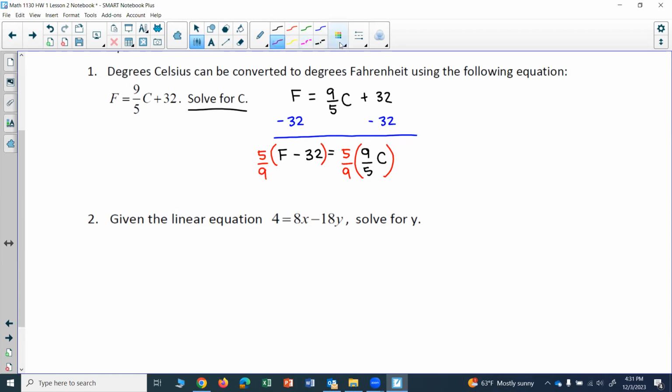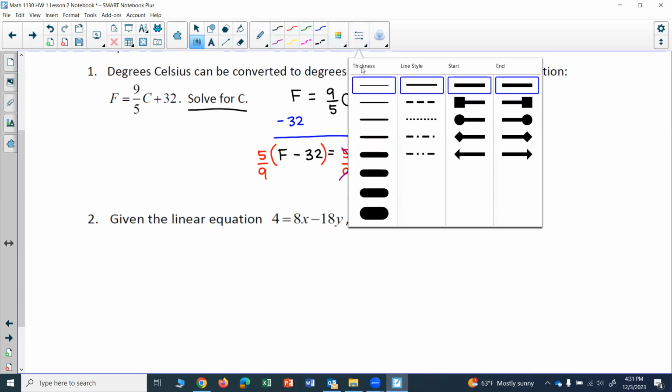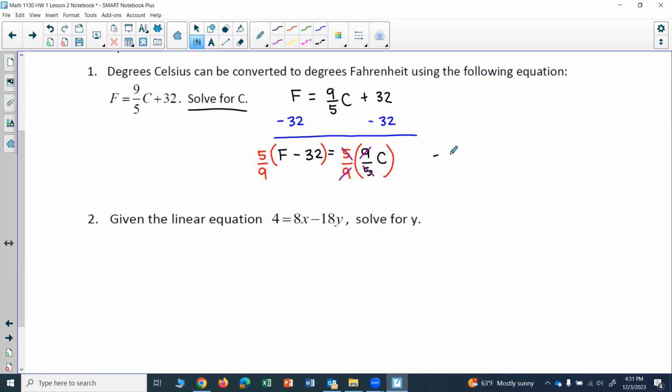Now over here on the right-hand side, the 5/5 cancels and the 9/9 cancels. So I'm just left with a C here on the right-hand side of the equation. And on the left-hand side of the equation, I'm left with 5/9 parentheses F minus 32 equals degrees Celsius. So that would be my result. C equals 5/9 times the quantity F minus 32.